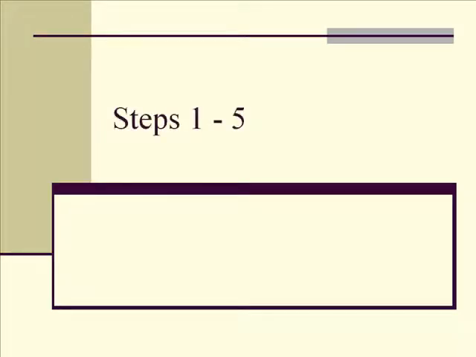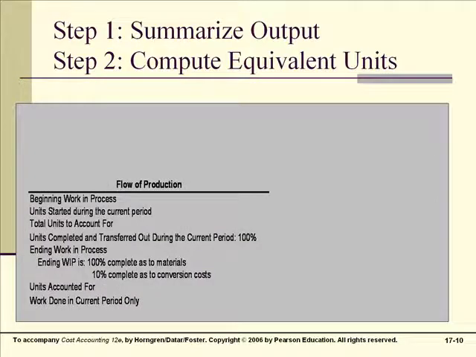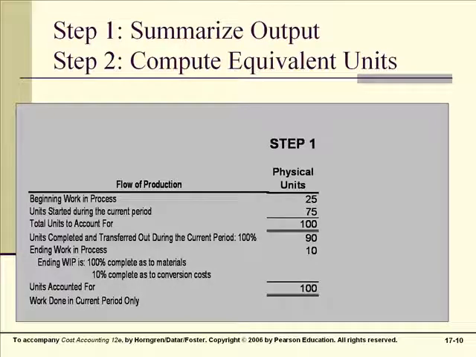Now let's go over steps 1 through 5 using the weighted average method. First, we summarize output. Step 2, we compute the equivalent units. So in a flow of production, it's step 1, we're concerned with the physical units, and we need to either calculate or gather from our information systems what were the physical units we had in beginning, what did we start for the current period, and that gets us to the total units to account for. Then we need to determine of the units to account for, how many units were completed and transferred out. In this example, 90 of the 100 units, and that means that 10 were left in work in process.